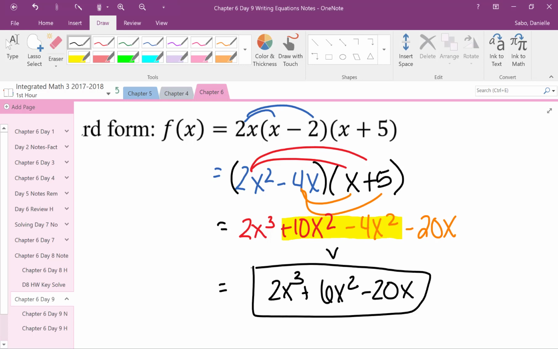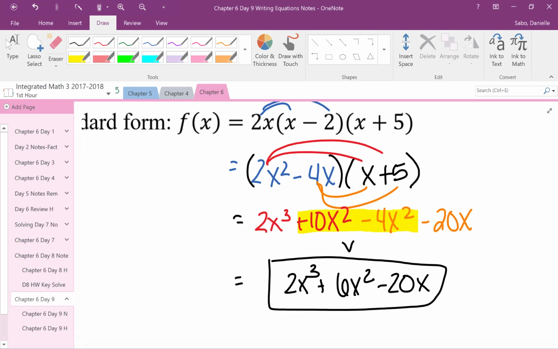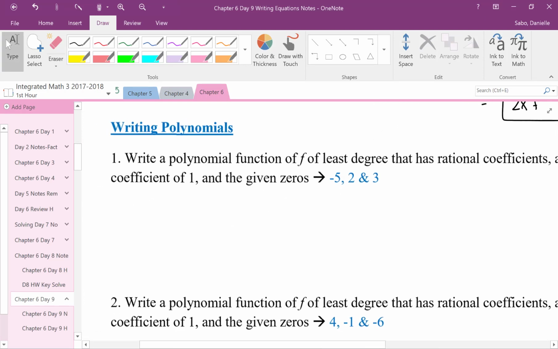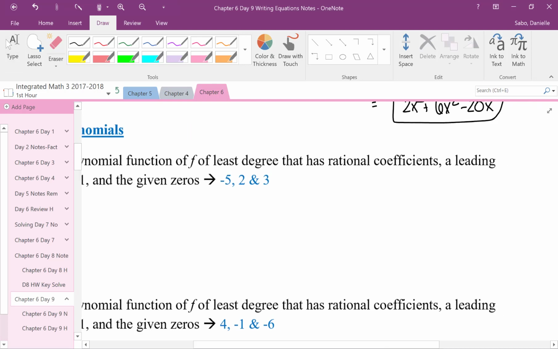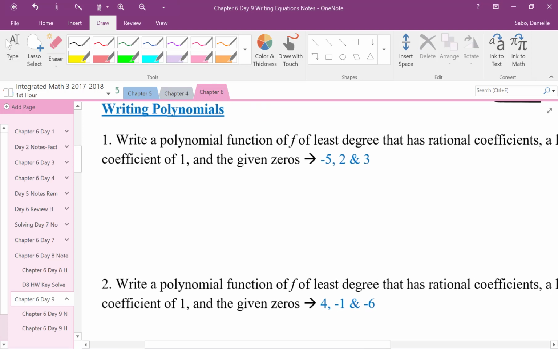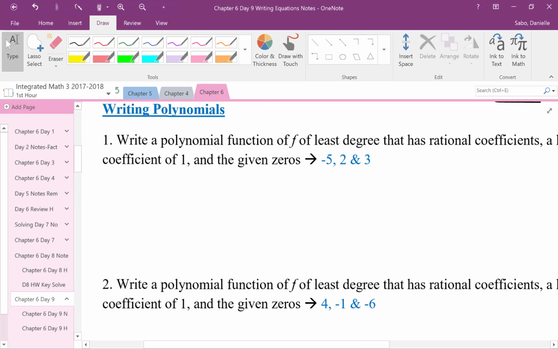All right, got lots of that today. Lots of distributing, lots of algebra. So let's continue on. So this says, write a polynomial function f with a least degree that has a rational coefficient, a leading coefficient of 1, and the given zeros. So remember, a rational coefficient, that just means that you can write it as a fraction.